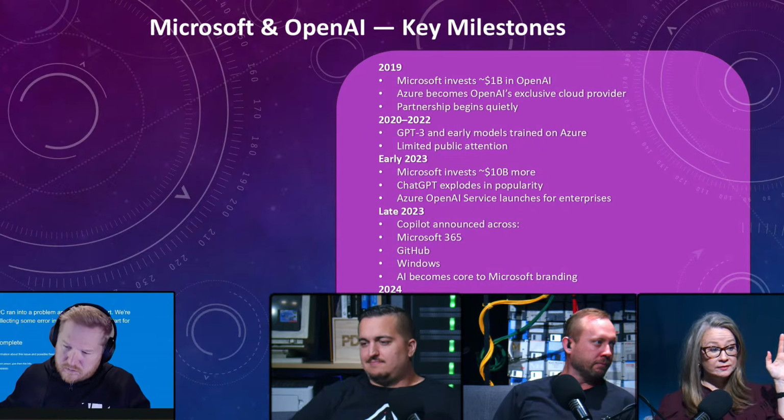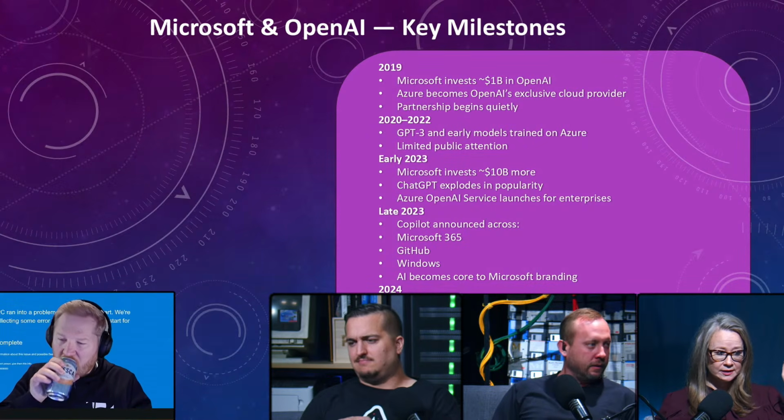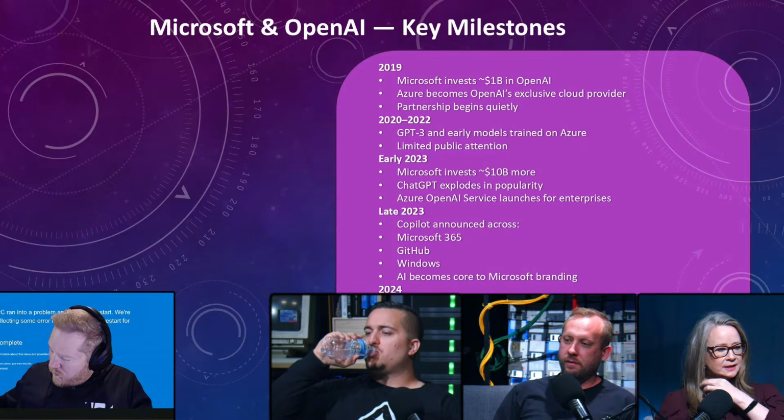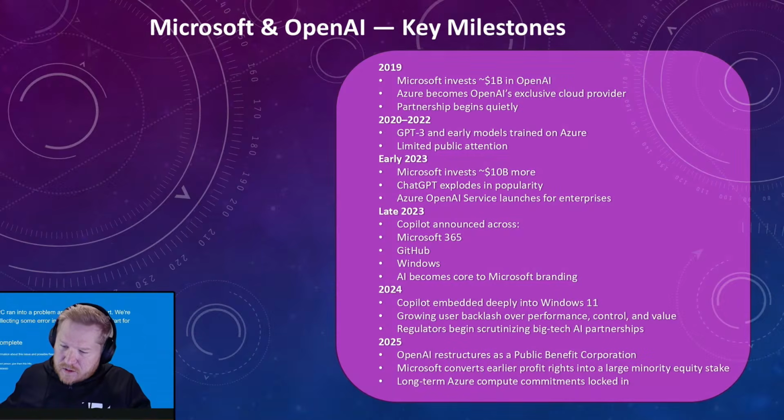You guys might have noticed. People kind of complained, didn't love it. AI became core to Microsoft branding. 2024, Copilot embedded deeply in Windows 11. You may have noticed Windows 11 became very RAM intensive, with big problems with performance, control, and value. Regulators began scrutinizing big tech AI partnerships right around that same time.